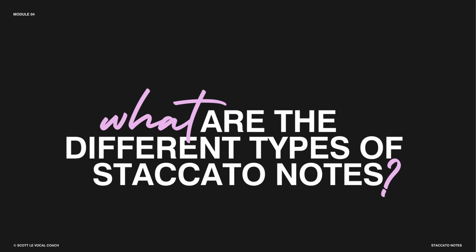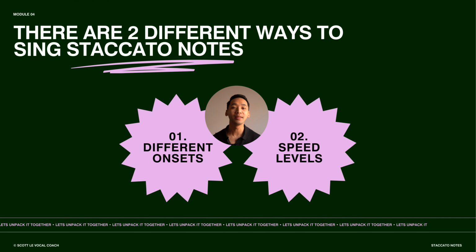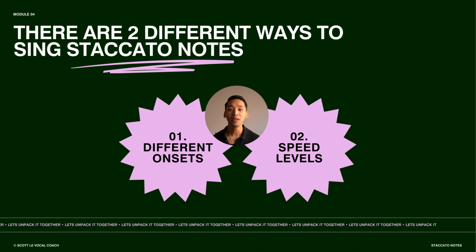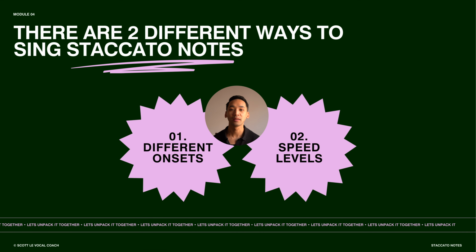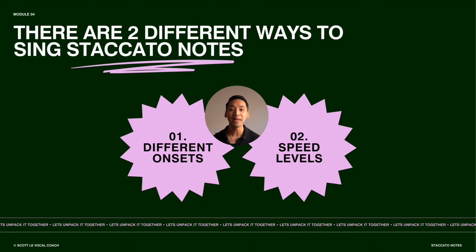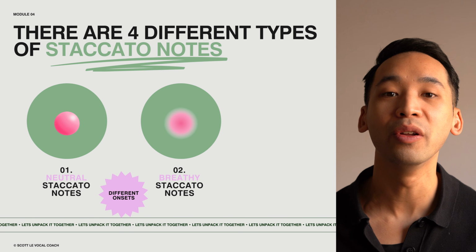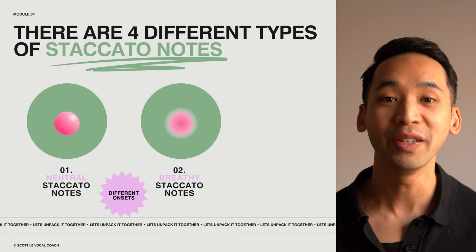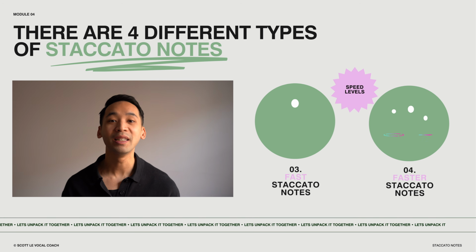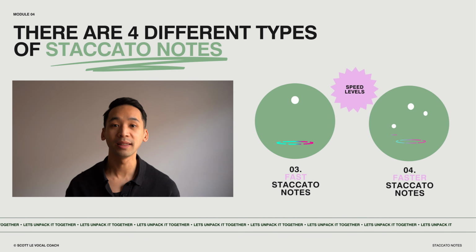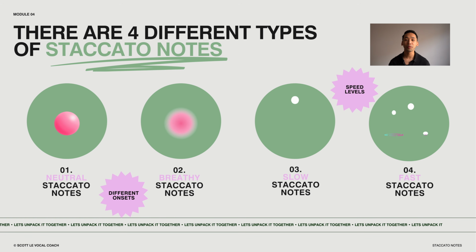What are the different types of staccato notes? Now, there are 2 different ways to sing staccato notes. Number 1, we can sing them with different onsets. Or number 2, we can sing them at different speed levels. Let's look at staccato notes sung with different onsets. We can produce them with either the breathy or the neutral onsets. Remember what we learned in Module 1? Or they can be sung at different speed levels, fast or faster. Combining different onsets with different speed levels, the staccato notes will create engaging and interesting effects in your singing. I want to unpack this just a bit more.